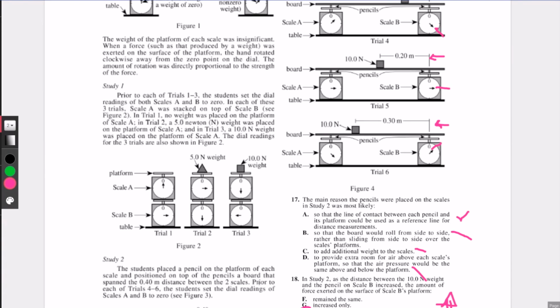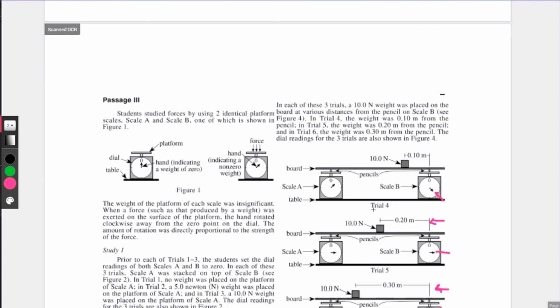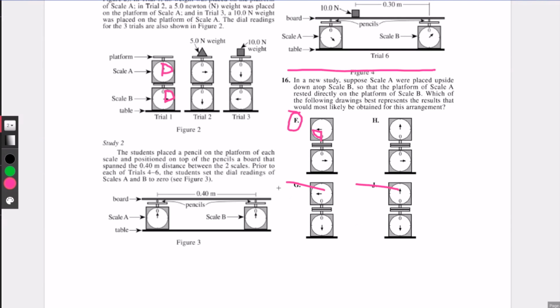And also, if you're unsure, just dive right into the questions. Many of these questions could be answered even if you only understood one part of the graph.